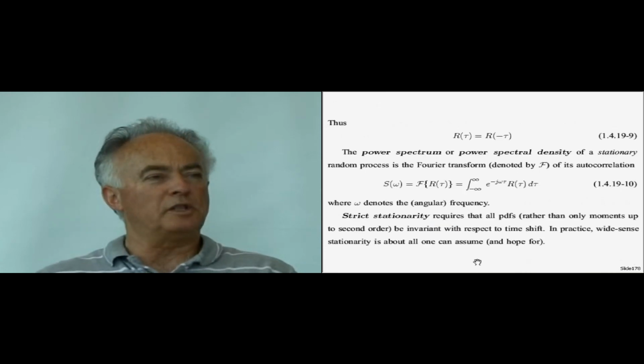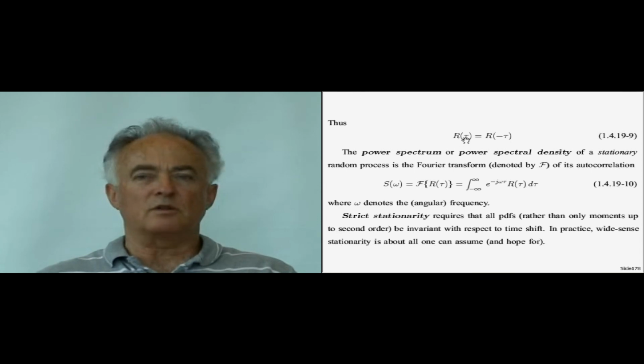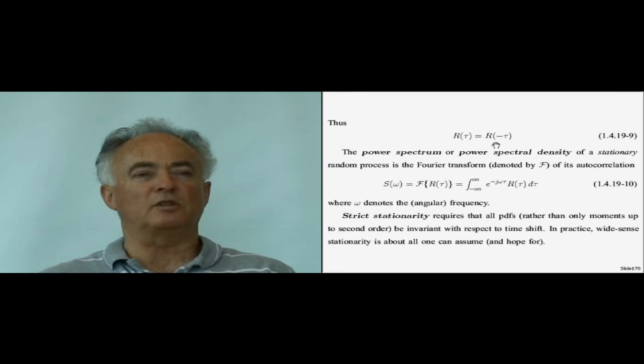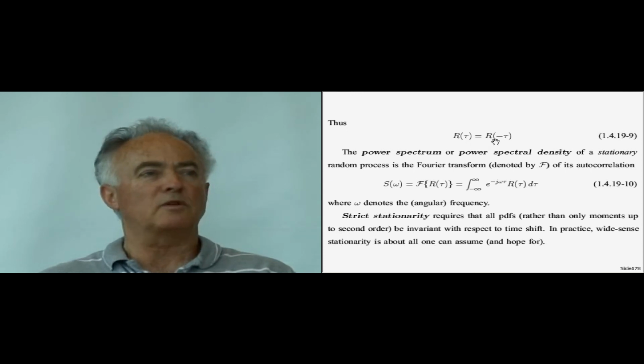So, for a real-valued process, R, if it's stationary, is a function of a single time argument, and it's a symmetric, an even function. R of tau is the same as R of minus tau.